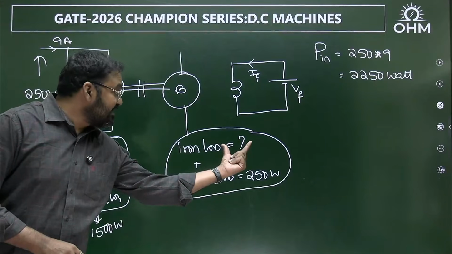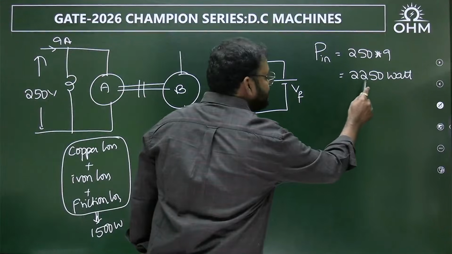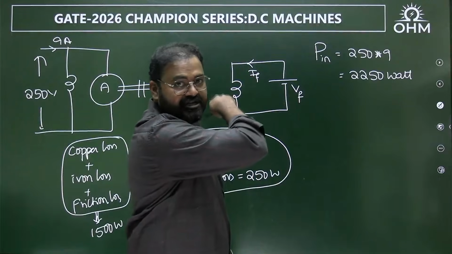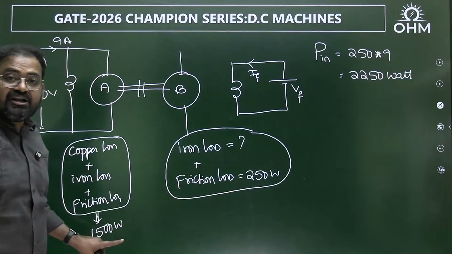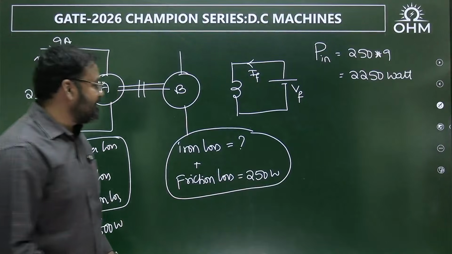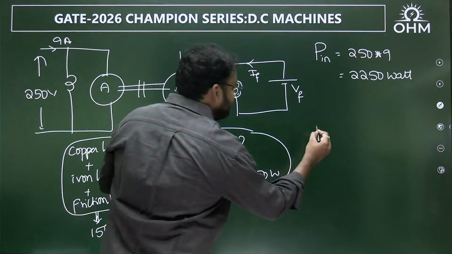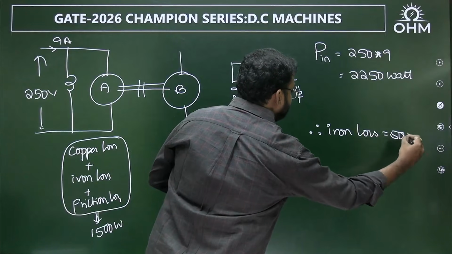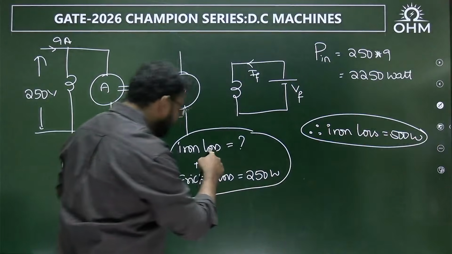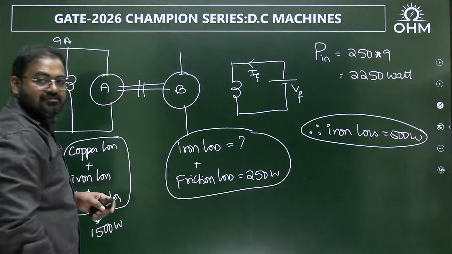250 is already in friction form. Therefore, how much is iron loss? Out of this 2250, 1500 watts is in machine A itself. 1500 plus 250 friction loss is 1750. How much is remaining? 500. Therefore, the iron loss is equal to 500. Do you understand this? The remaining 500 watt is the iron loss.